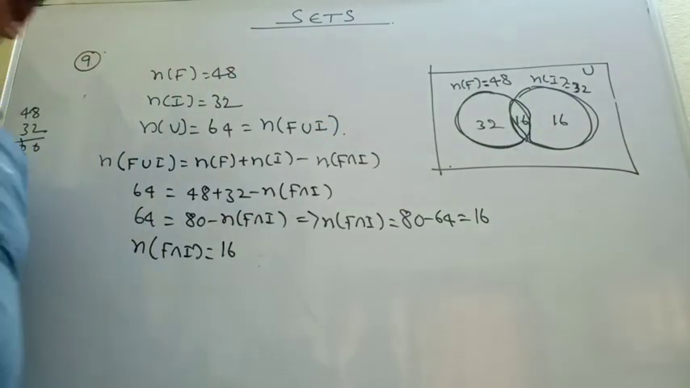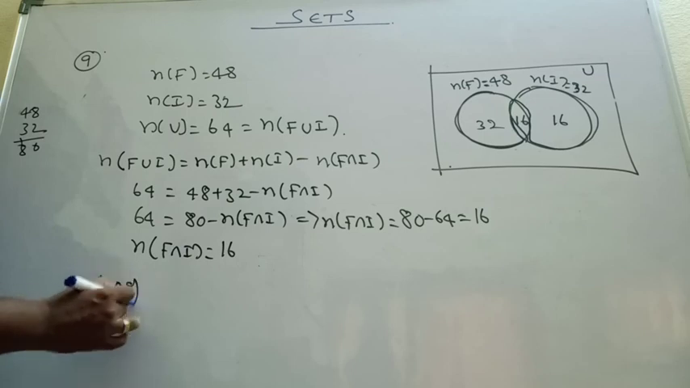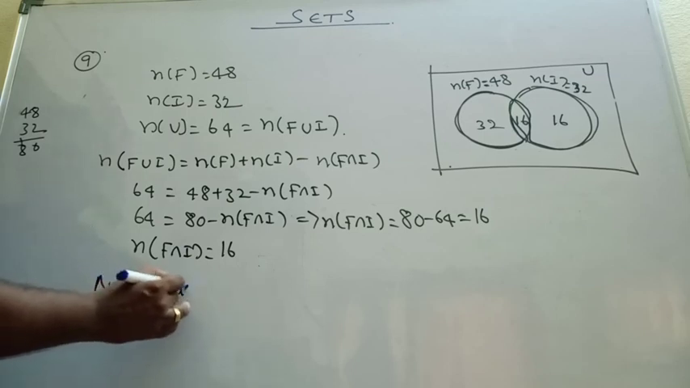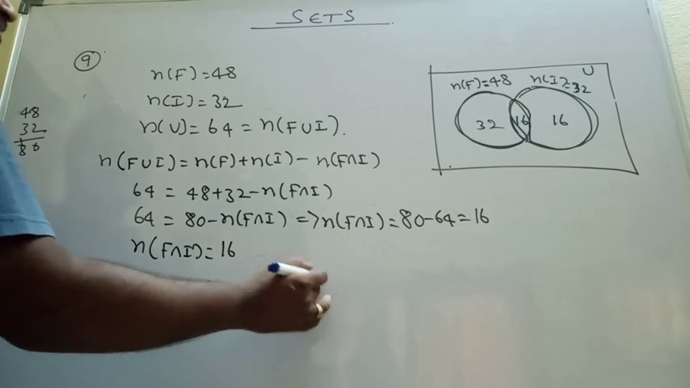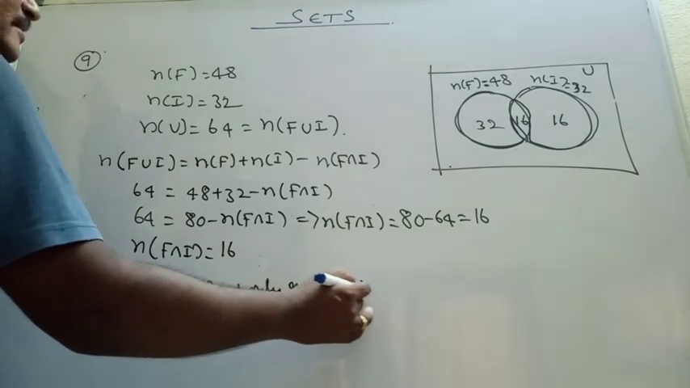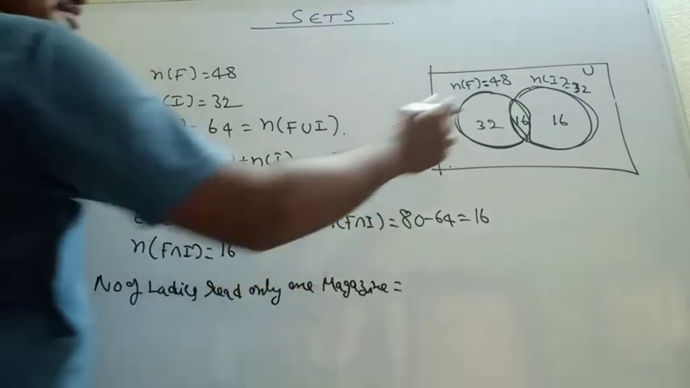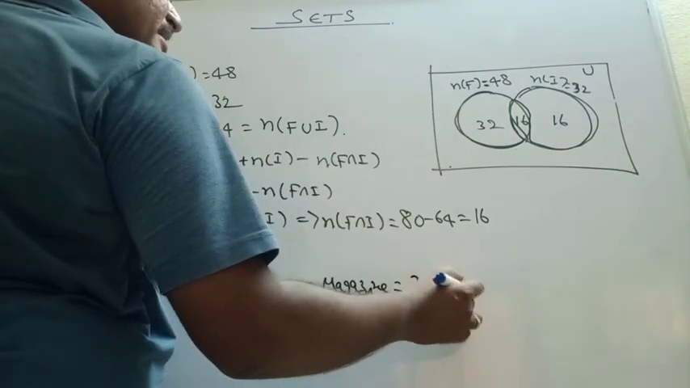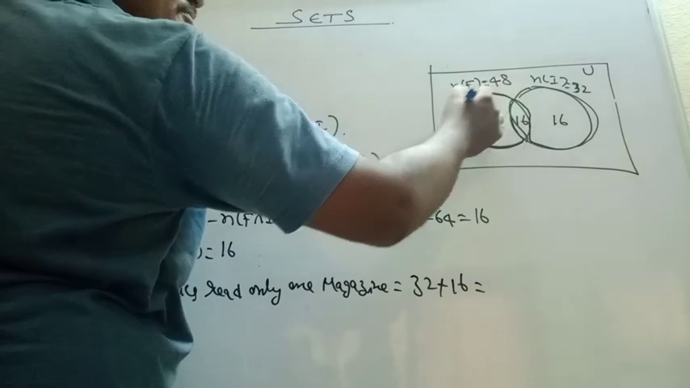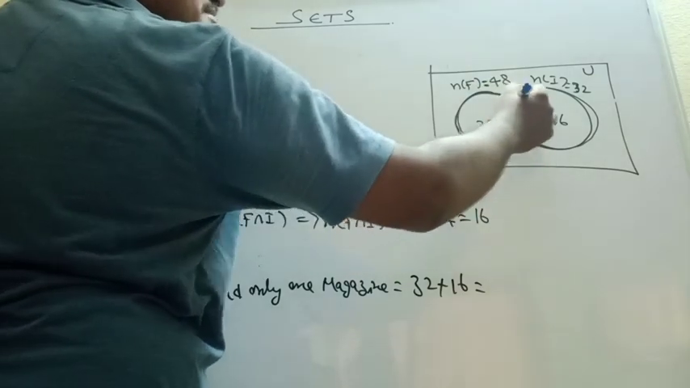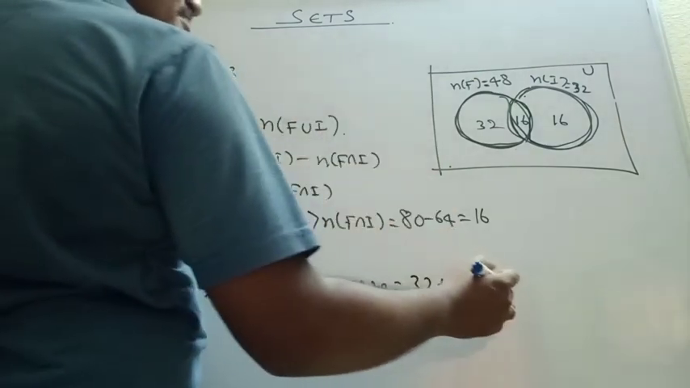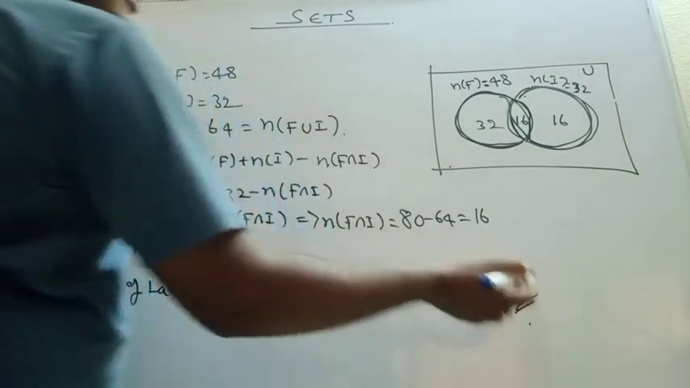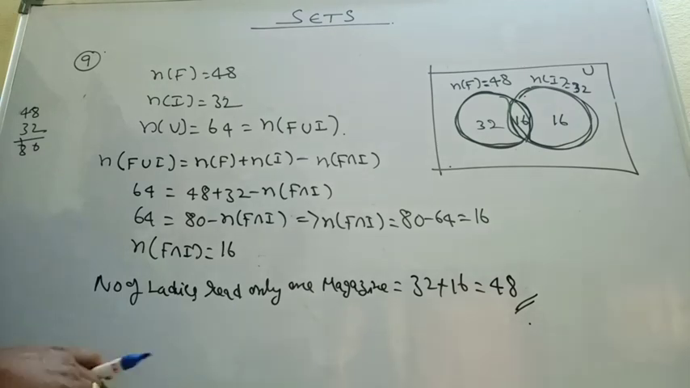Now they have asked how many ladies read only one magazine. This is nothing but 32 plus 16, because these people read only Femina and these people read only India Today. 32 plus 16 is nothing but 48. This is the beautiful answer you have got, my dear students.